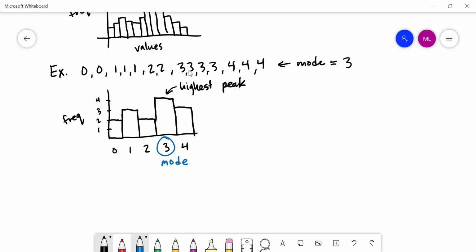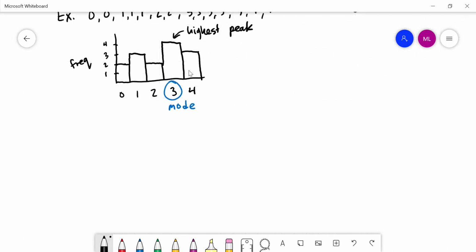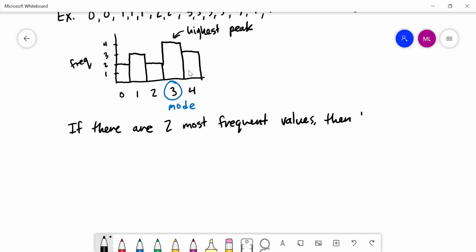Okay, so it's possible to have more than one mode. You can have data that is bimodal if there are 2 most frequent values. Then there are 2 modes. And our data would be considered what we call bimodal.